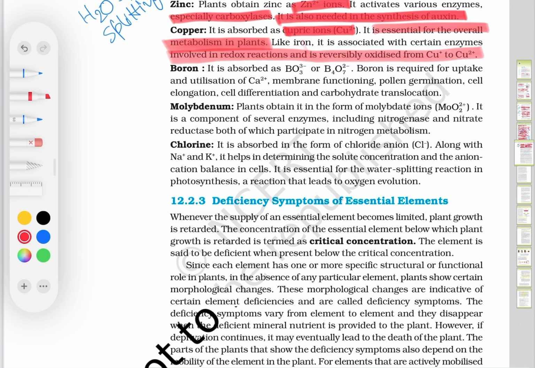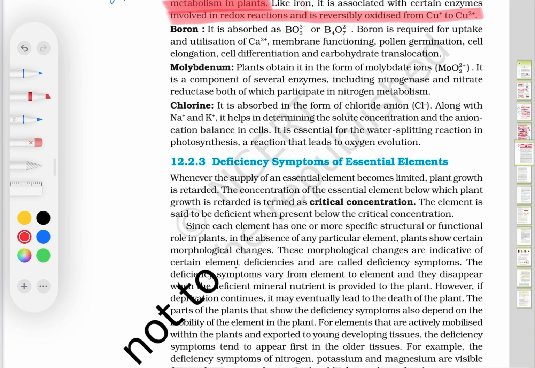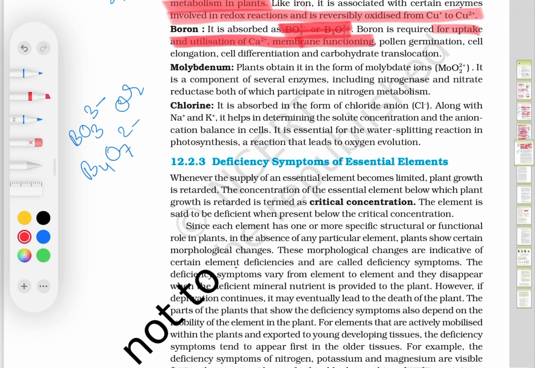Now boron. It is absorbed as BO3 3- or B4O7 2-. You have to remember this because questions are directly asked from the lines of NCERT. Boron is required for uptake and utilization of calcium, membrane functioning, pollen germination, cell elongation, cell differentiation, and carbohydrate translocation. So there are many functions of boron mentioned here. You will remember all. Alright, so let's write it once.